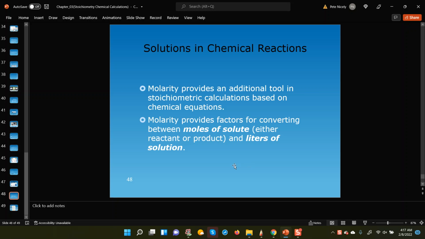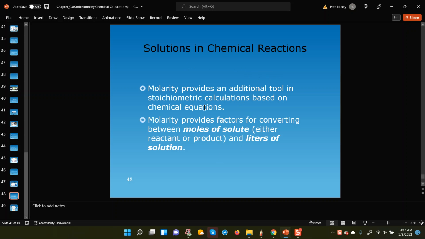So now we're going to finish up on chapter 3 by combining what we have learned earlier concerning stoichiometry with what we just recently learned concerning concentrations of solution, or molarity. So basically, we can call this solution stoichiometry.